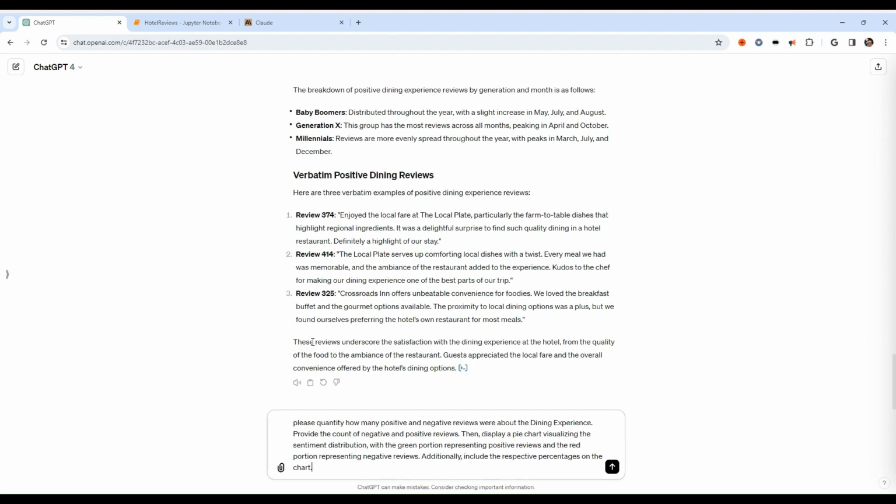Okay, some people liked the dining experience and some people didn't. Let's quantify that. Quantify how many positive and negative reviews were about the dining experience. Provide a count of these and then display them in a pie chart, with green being positive and red being negative, and also add the percentage.